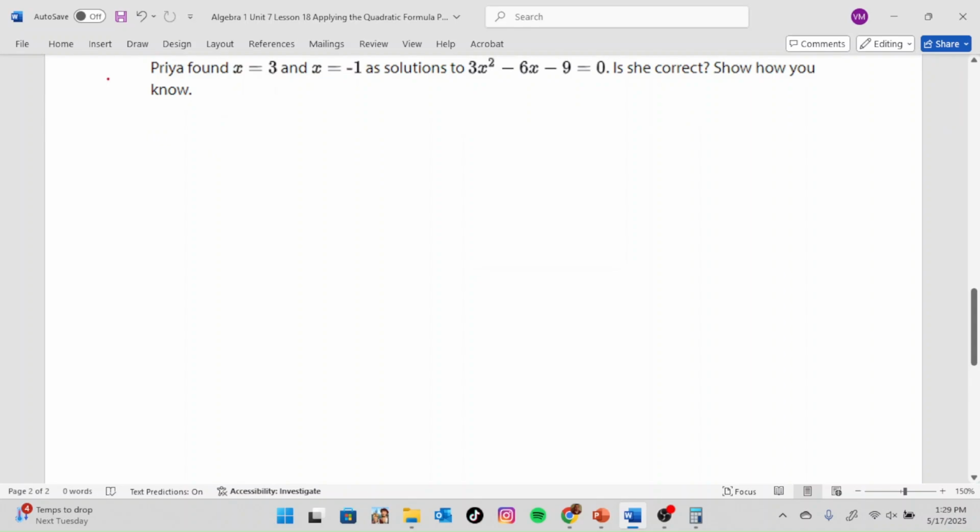Practice problem number 3 is the last practice problem in this lesson. Priya found x equals 3 and x equals negative 1 as solutions to this standard form equation set equal to 0. Is she correct? And show how you know.